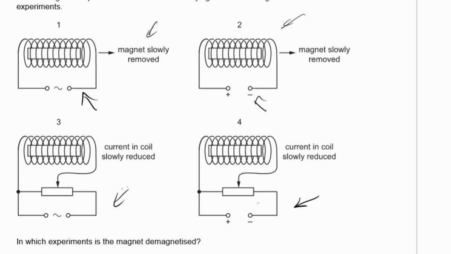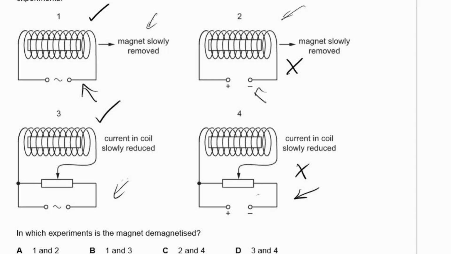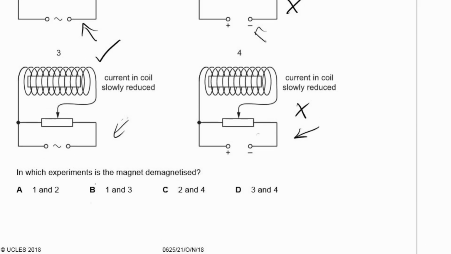Okay, well, let's look at this. The magnet will not be demagnetized by the direct current because it's not changing the magnetism, it's not reducing it. One will reduce the magnetic field while at the same time alternating it all the time. That will demagnetize the magnet. And the same thing happens in 3. The magnetic field of the material will change direction again and again and again, and it gets reduced, so it changes and becomes less and less powerful. So 1 and 3.